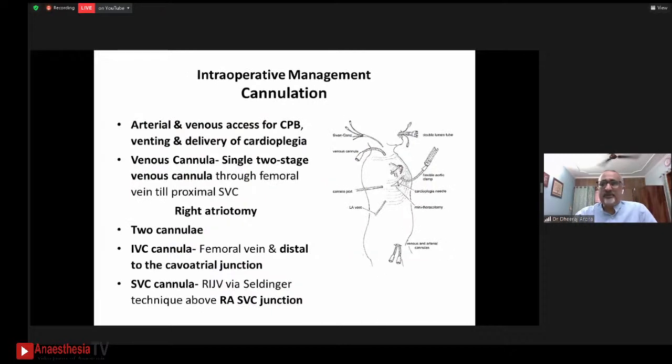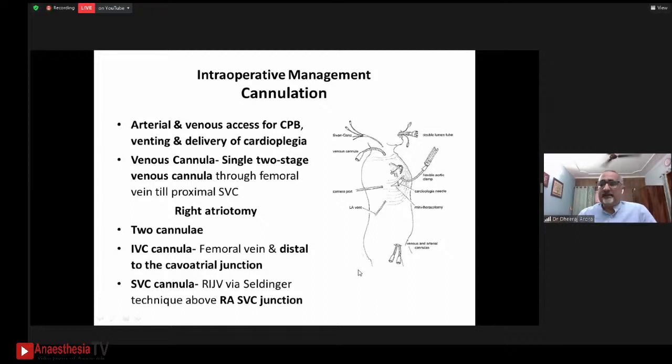What is important in these patients is the cannulation. We have to do arterial and venous cannulation for bypass, venting, and delivery of cardioplegia. And what is the role of the anesthesiologist in this case? If we are doing a mitral valve surgery and we are not opening the right atrium, then we put a single two-stage venous cannula, which goes through the femoral vein to the IVC and up to the SVC.